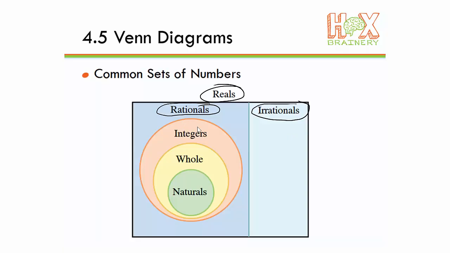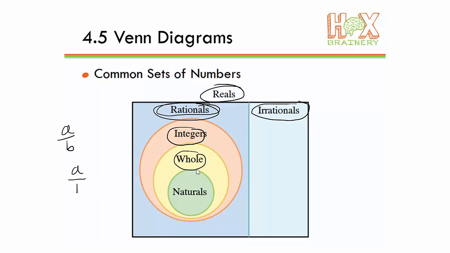On the left-hand side, the set of integers is inside your set of rationals. As a reminder from the previous chapter, your rationals are going to be a quotient of 2 integers. And then your integers are a subset of the rationals because every integer can be rewritten as a rational by taking that integer and writing it over 1.